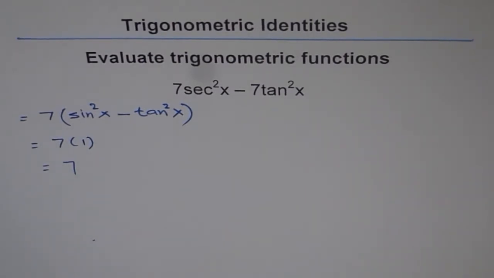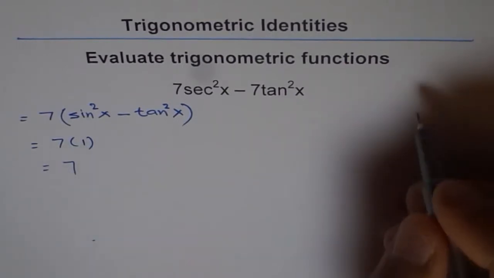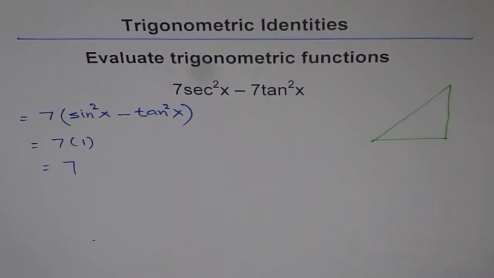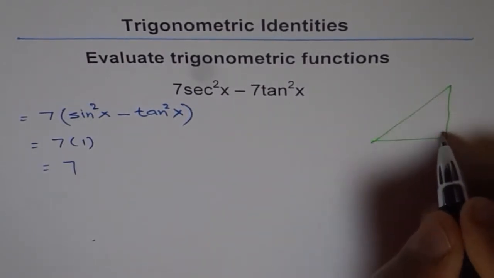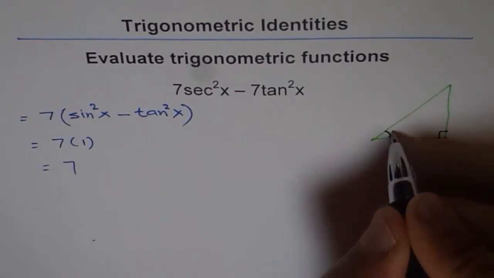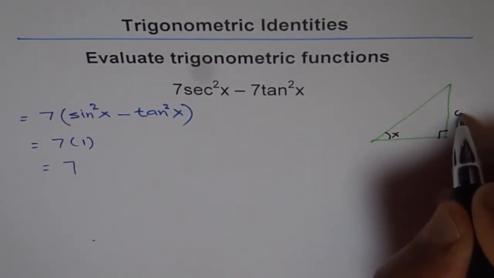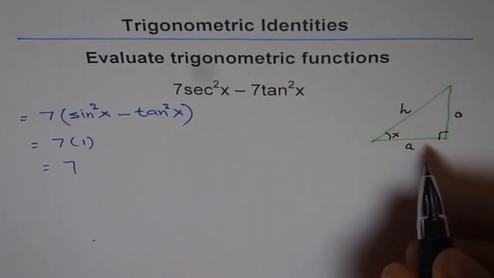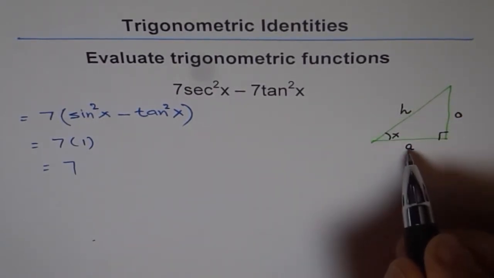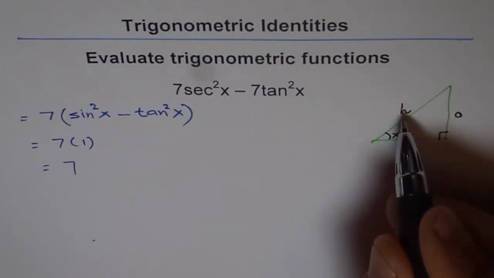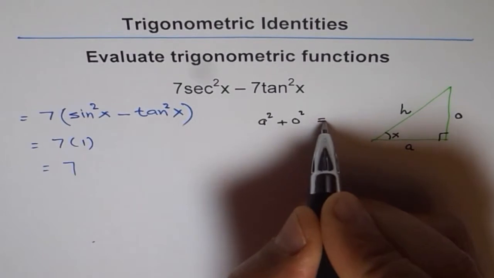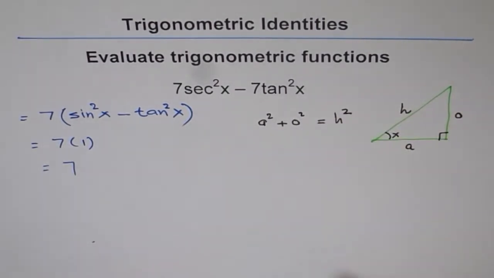Okay, let me now show you once again how we got this. Now you remember the triangle which we made. So let's say that this is our right angle triangle where the angle is x. The opposite side is O, adjacent is A, hypotenuse is H. Now in this Pythagorean triangle, a square plus o square is h square, right? So we can write a square plus o square equals h square, correct?